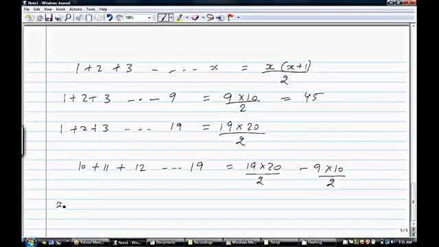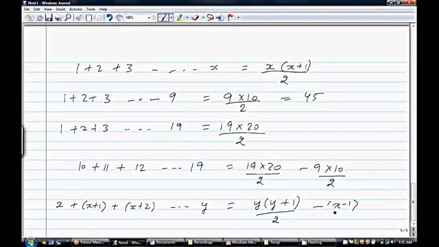For example, if I have x plus x plus 1 plus x plus 2 and it goes to y, all I have to do is first add numbers from 1 to y. That will be y into y plus 1 divided by 2, minus the numbers from 1 to x minus 1. Remember, we have x in the series, so we have to subtract numbers until x minus 1. That will be x minus 1 into x divided by 2. So this is the general formula.